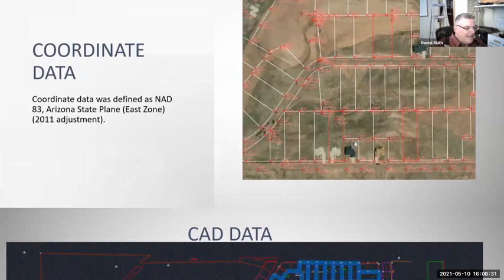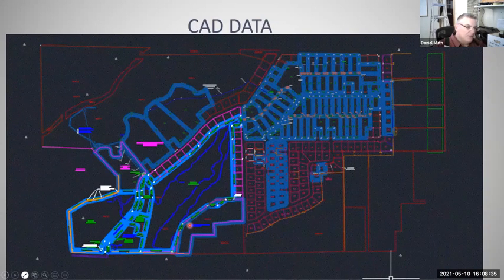This is my CAD database of everything that I changed in the subdivision. The blue represents lots that were re-surveyed by me, and then the magenta and red represents adjoining parcels where I may have located the property corners, but I didn't necessarily amend any boundaries, so they were left intact.